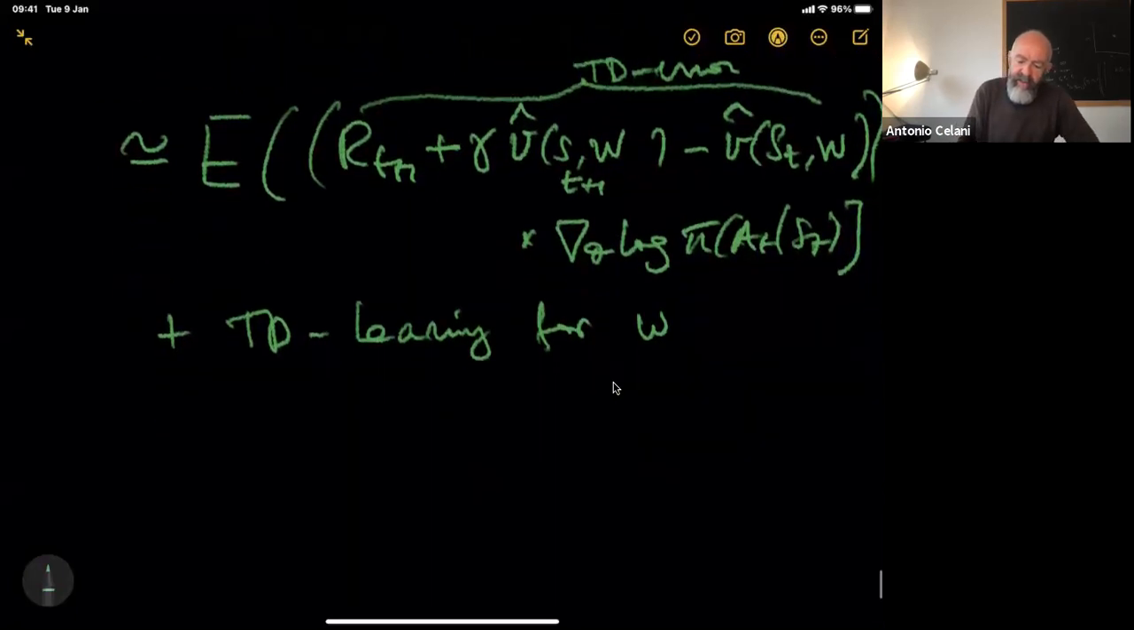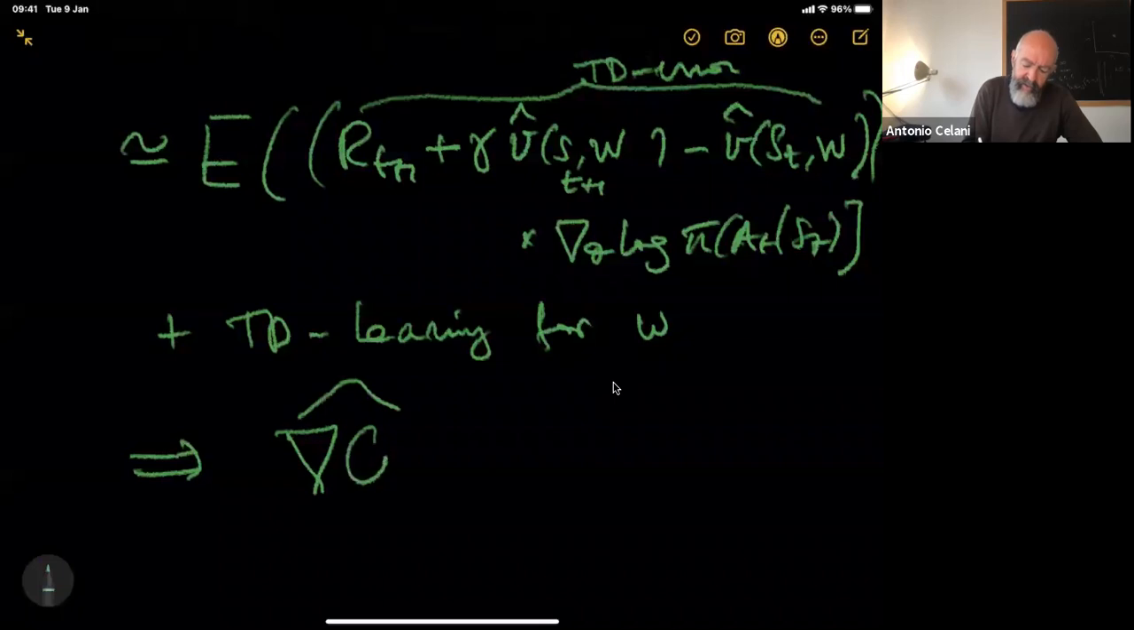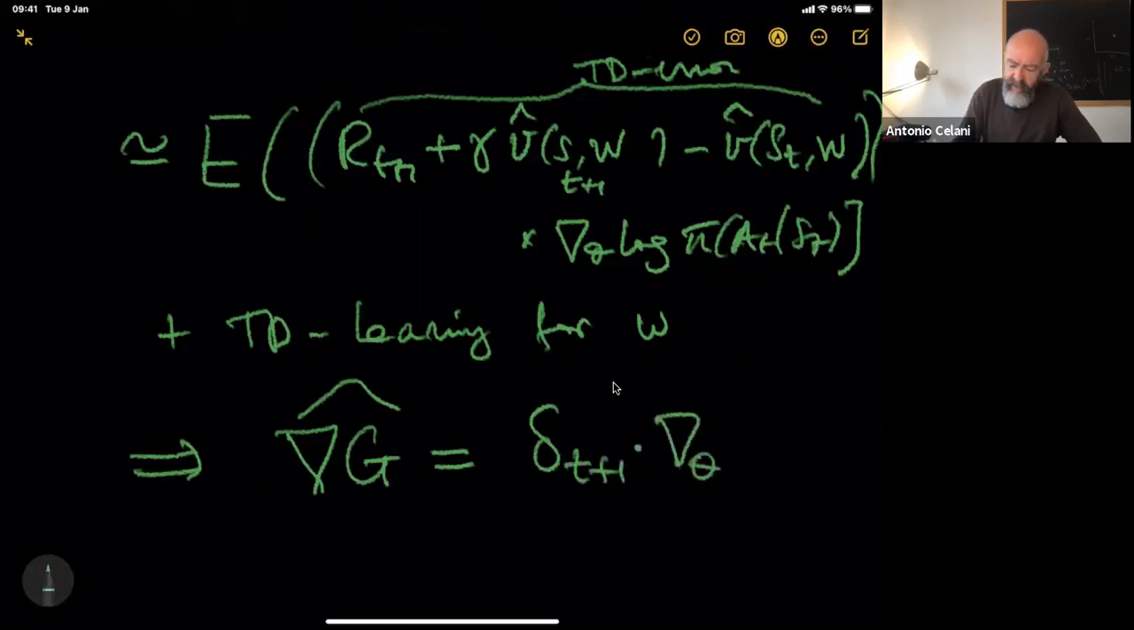So this means that we have an approximate estimate of the gradient, which is going to be biased because the approximation for the value function induces a bias. So I'm going to have an estimate of the gradient, which is just the temporal difference error times the gradient theta of log pi.